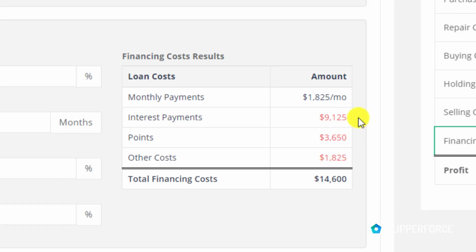In total, you can see our total financing cost for the monthly interest payments of $9,125 plus our points of $3,650 plus our other costs of $1,825 equals a total financing cost for the project of $14,600.